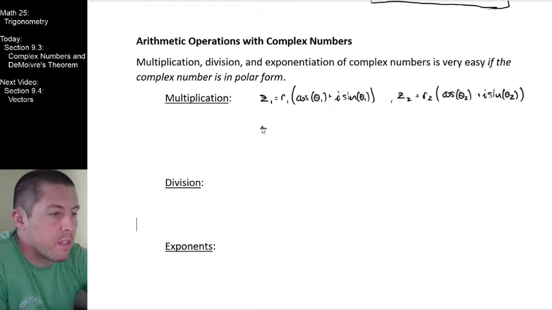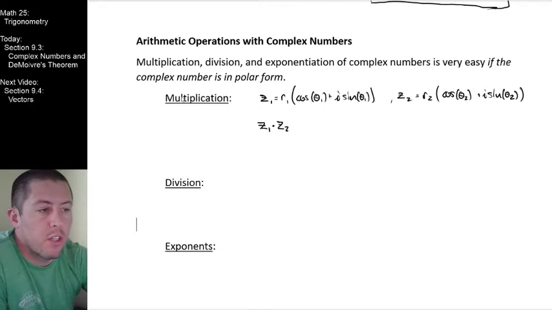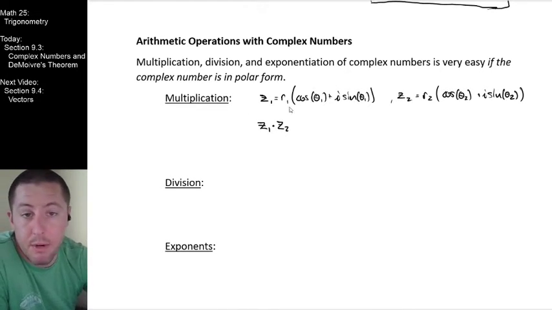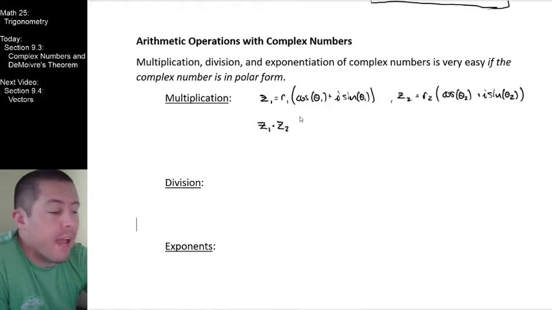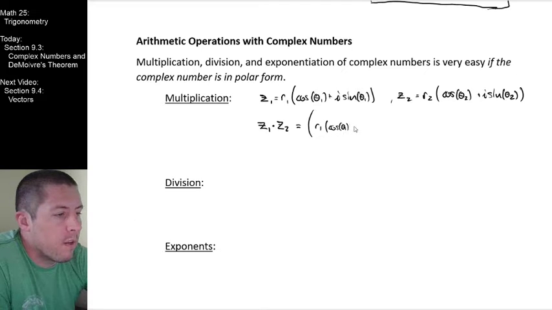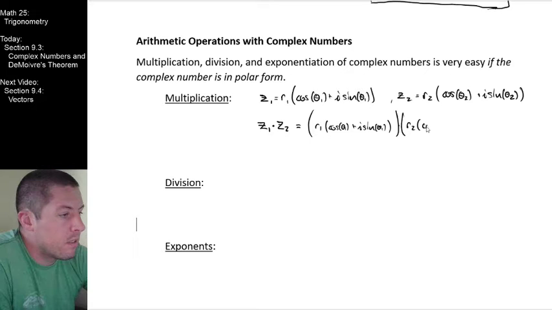What I want to know is, what does it look like when we do Z1 times Z2, right? The whole question here is, what does it look like when we do multiplication of two complex numbers? So I made two generic complex numbers. I put them in polar form because I know where we're going, and I want to see what happens when we multiply them together. So what we should be getting here is R1 times cosine of theta 1 plus i sine theta 1 times R2 times cosine of theta 2 plus i sine of theta 2.